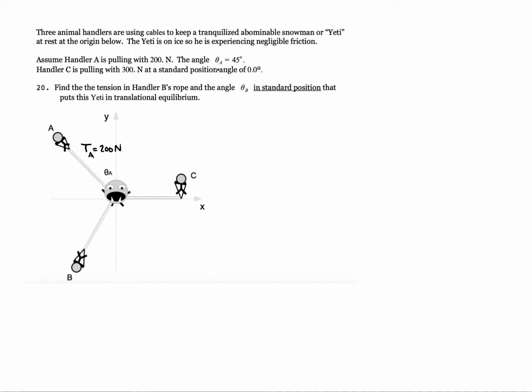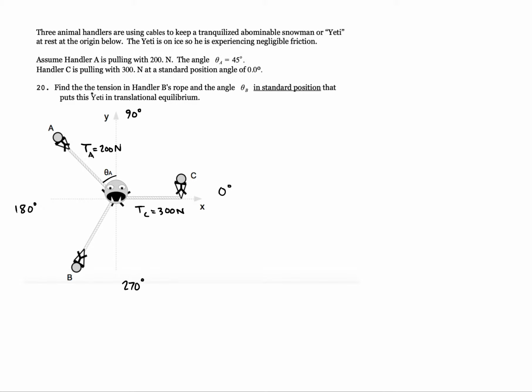Let's see, there's an angle theta A of 45 degrees right here. And handler C at the right is pulling with 300 newtons. So let's write that in, at a standard position angle of 0, which just means pulling in the positive x direction. Because for standard position, it's just 0 over here, 90, 180, just like it is in math, and then 270 down here.